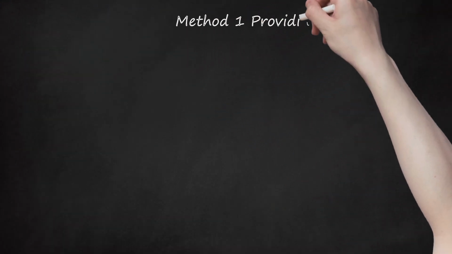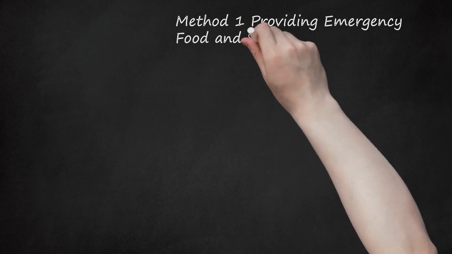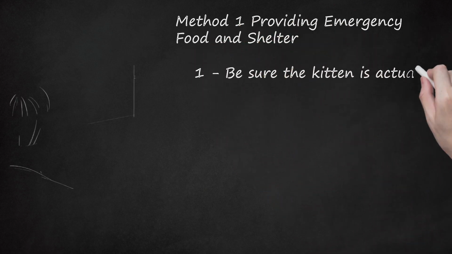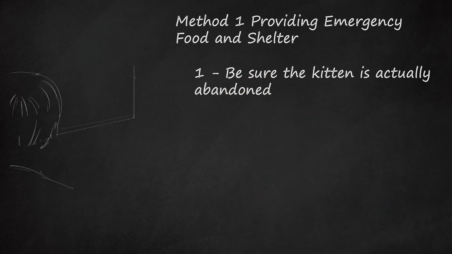Method 1: Providing emergency food and shelter. 1. Be sure the kitten is actually abandoned. Mother cats are not always able to stay with their kittens. They have to leave the kittens alone in order to find food for themselves. If you find one or more stray kittens, you need to be sure it has actually been abandoned by its mother before you take it inside.